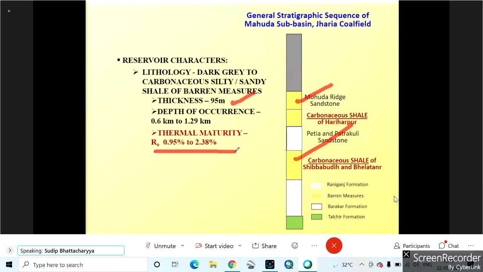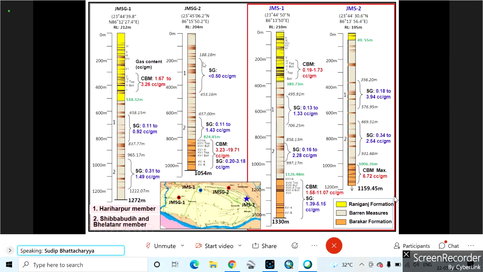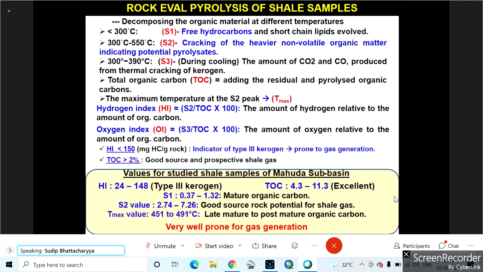Thermal maturity, you see, is well within the range of the matured gas level. So we are getting the gas window there, and we are getting tremendous gases. This is the activity going on, and I have just given a glimpse of the boreholes going on there. SG is shale gas, and CBM is the coal bed methane associated with the coal. So we are measuring the shale gas and the CBM part, and we are getting a reservoir over there.